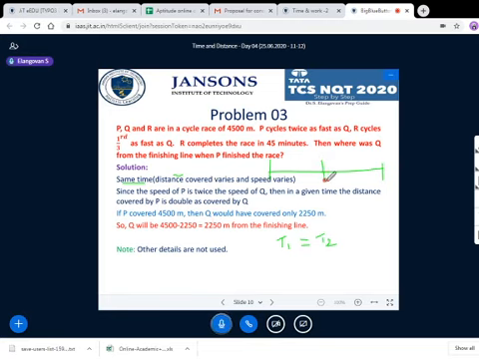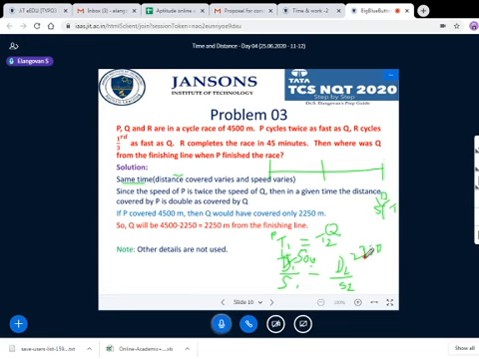So Q reaches this point, P reaches this point. So time is equal to, what is the formula? Let me take it as d, s and t. So distance by speed, d1 by s1 is equal to d2 by s2. Suppose this is P and this is Q. This is P and this distance is 4500, and this distance is nothing but 4500 by 2. So that is 2250.